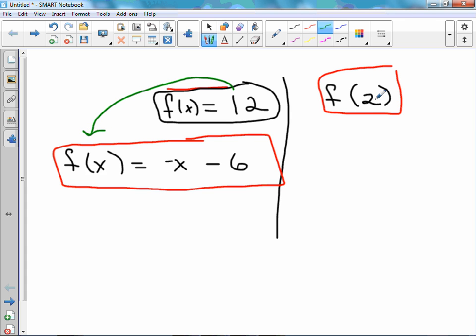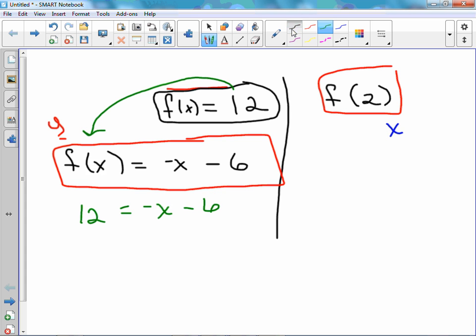But if you have f of 2, that means you substitute in for the value of x, whereas with the other one, you're substituting in for the value of y, or f of x. So let's look at it. I'm going to put my 12, because that's what I'm told f of x is, in for f of x, into the equation negative x minus 6.